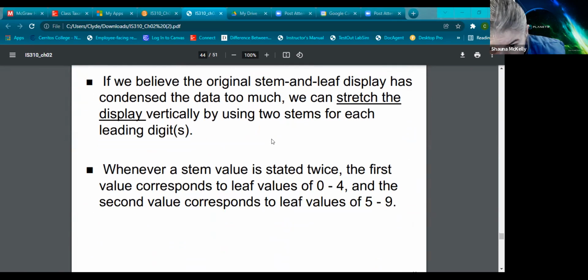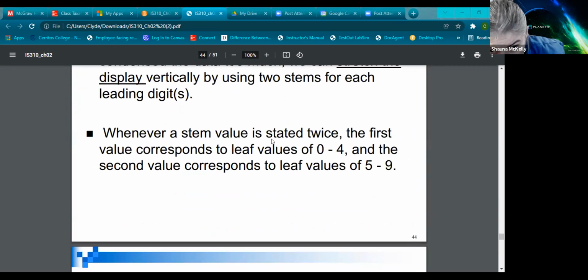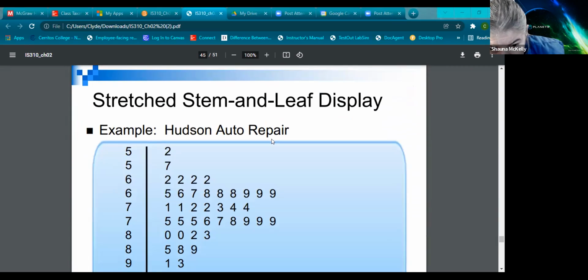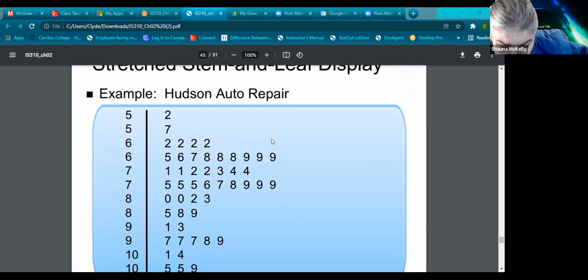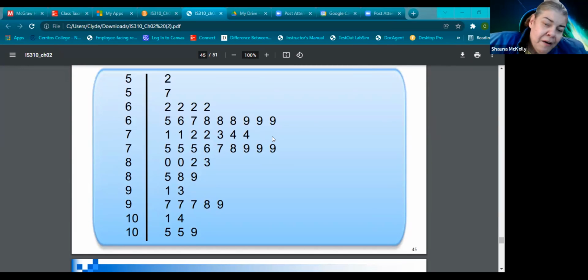Okay. Now here, sometimes what you have to do is you have too many values. So what they do is they stretch it out. And so what they might do is they might say, well, we're going to make 50 to 54 the first stem, right? So notice here that we had 52 once, right? And that went on the first 5. Then the second 5 is really the numbers between 55 and 59.